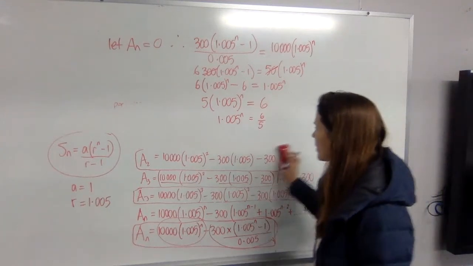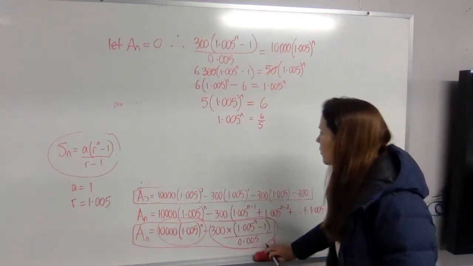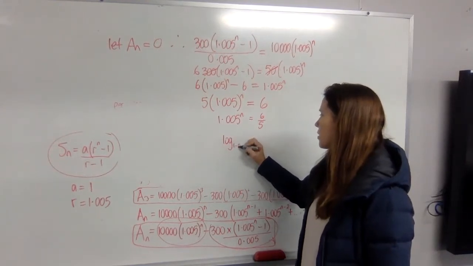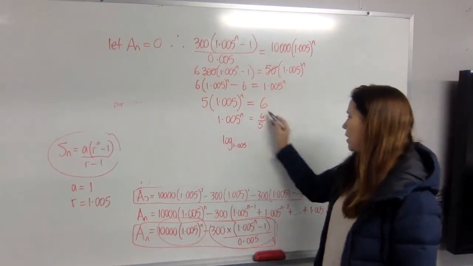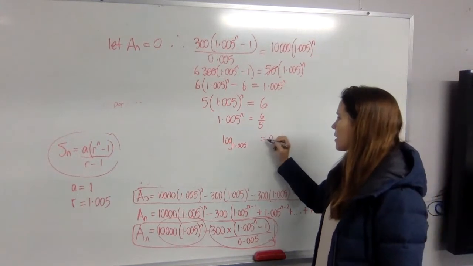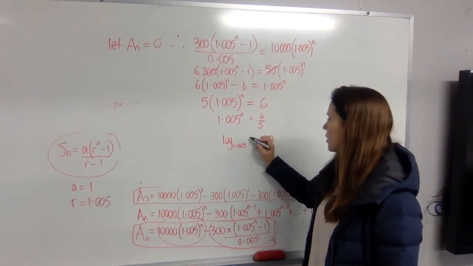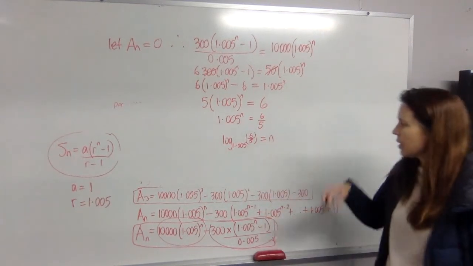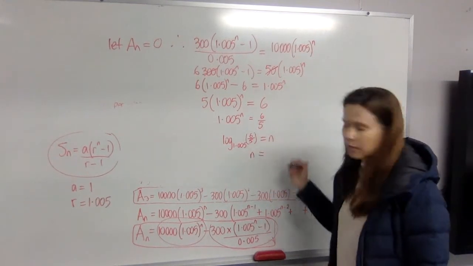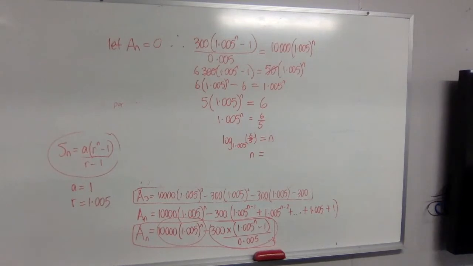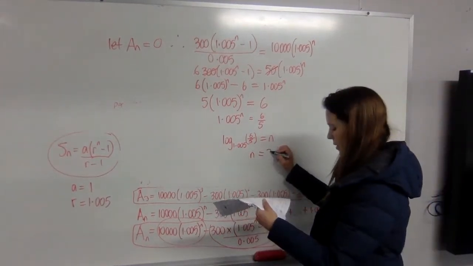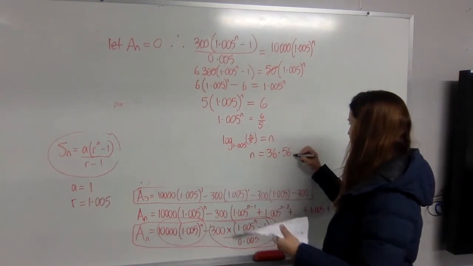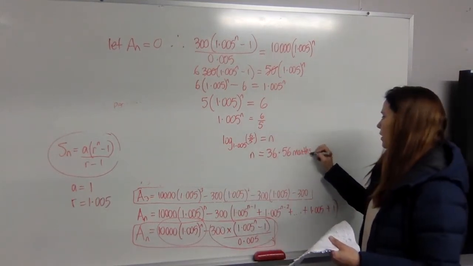Now I can rewrite this as a log, so that I've got n as the subject. So 1.005 to the power of n is equal to 6/5. So I can write 6/5 or I could write 1.2, whatever you like. Now we can put this into the calculator and we come up with n is equal to 36.56 months to 2 decimal places.